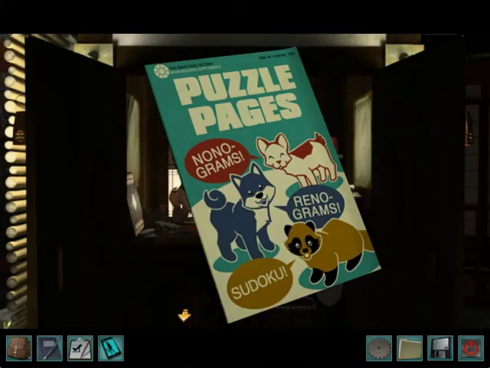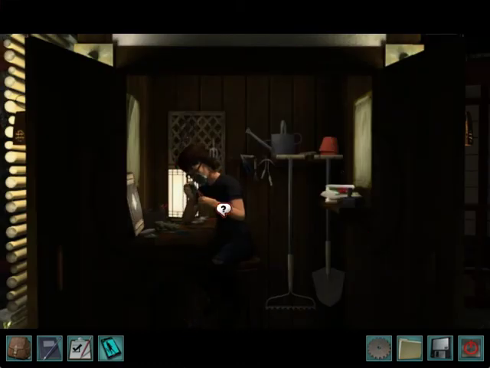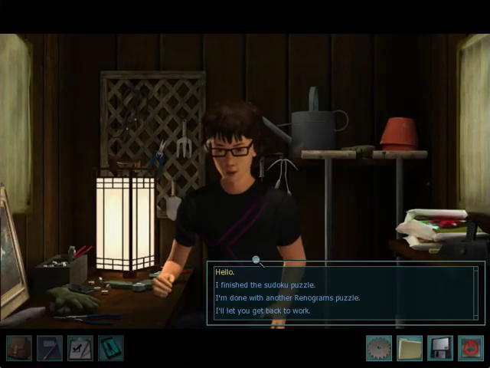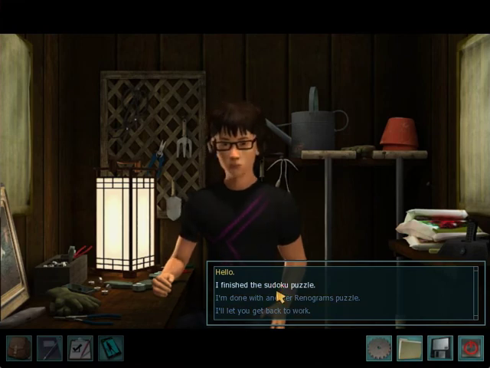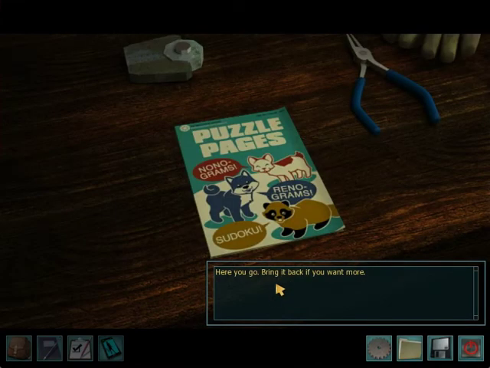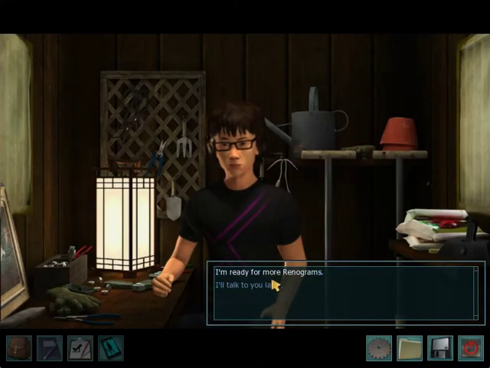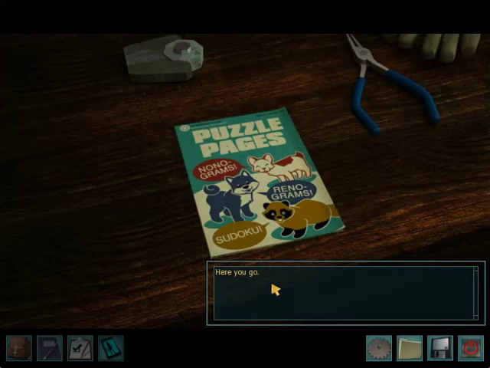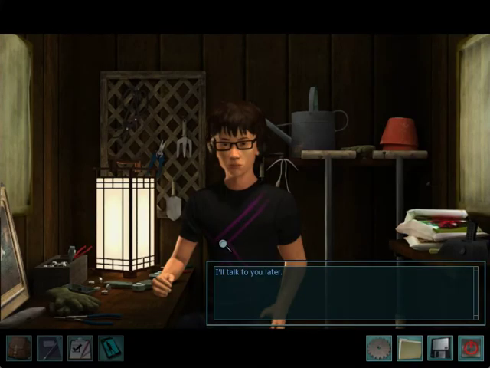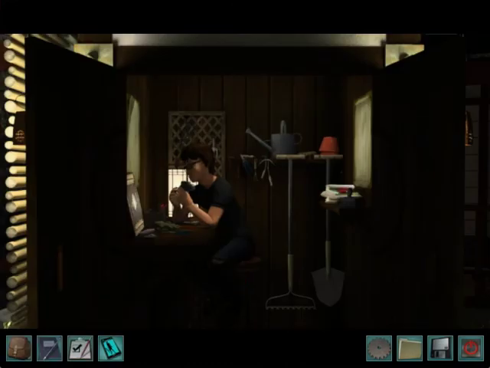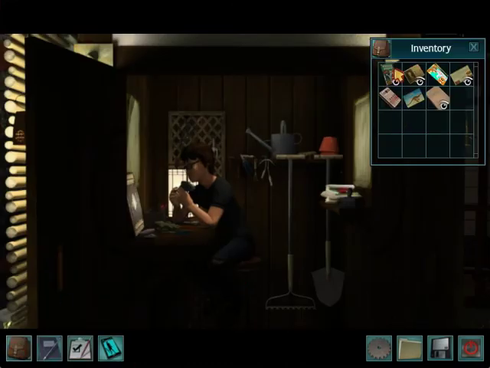Tell you what though, let's take a break from this, and let's talk to Rentaro about other puzzles. Hello. I finished the Sudoku puzzle. Here you go. Bring it back if you want more. I'm ready for more renograms. Here you go. I'll talk to you later. Peace out. Peace out. I think that's the first time we heard him say peace out.